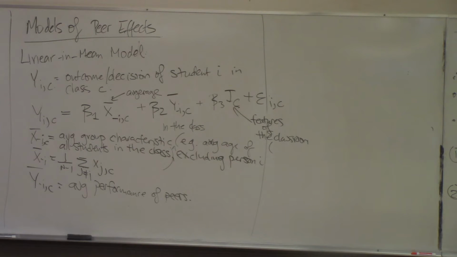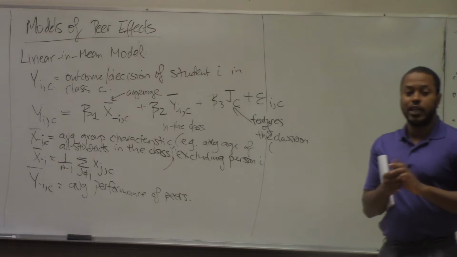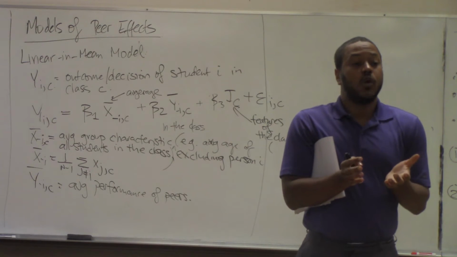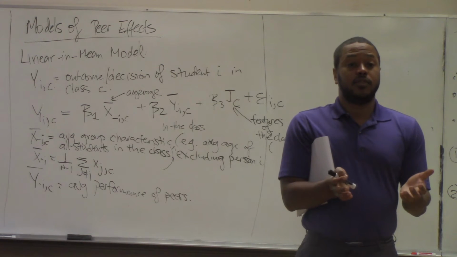And we need to know these because they're going to have very different policy implications, right? If it was something about the classroom, like the lights in the classroom randomly go off, then what we need to do is fix the lights.